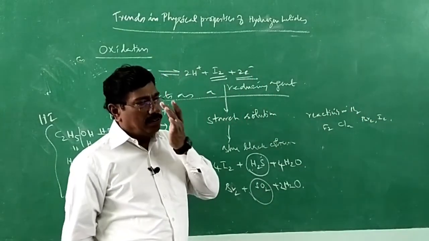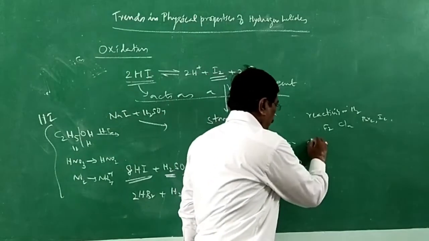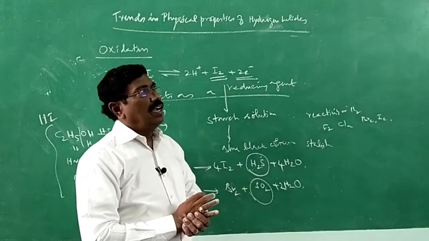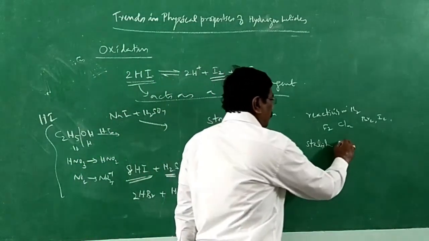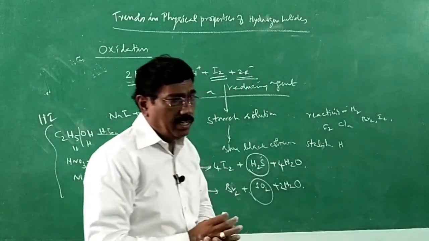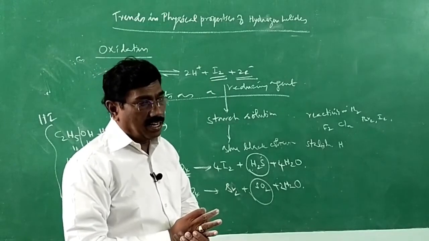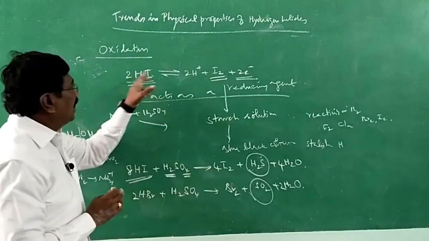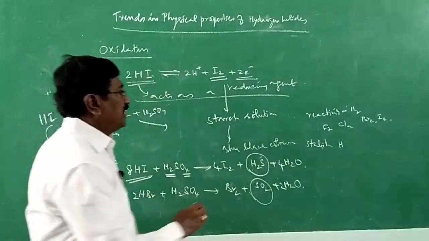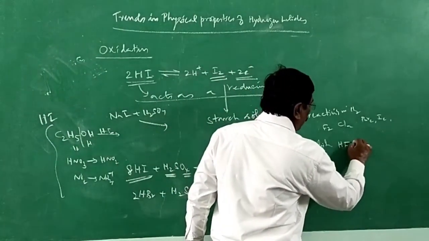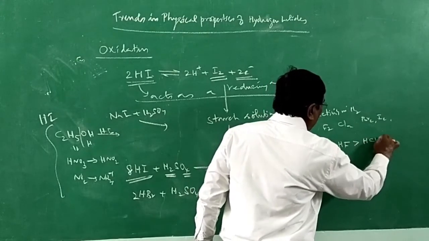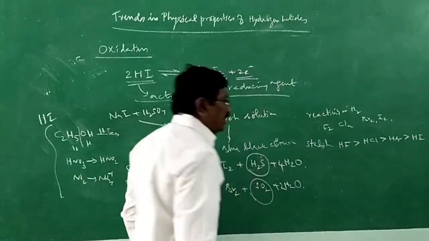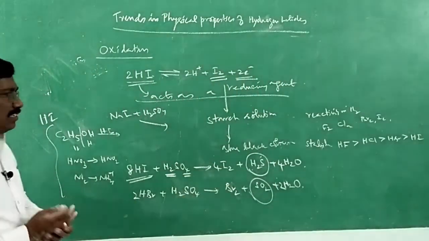And the next one, stability. Stability of hydrides. Stability decreases in the order. HI is a reducing agent, it gets decomposed. Stability less. HF stability more. So HF greater than HCl, greater than HBr, greater than HI. This is the order of stability. HI gets decomposed, it acts as a reducing agent.